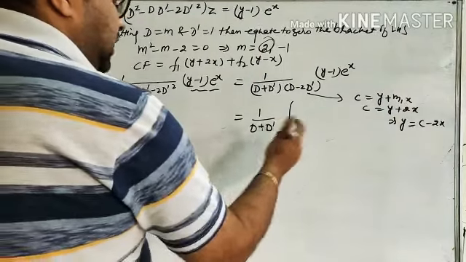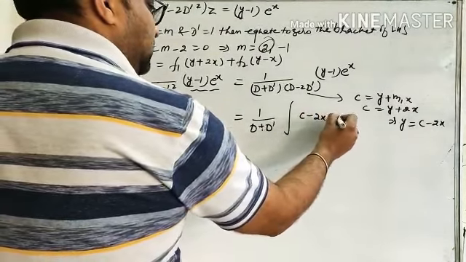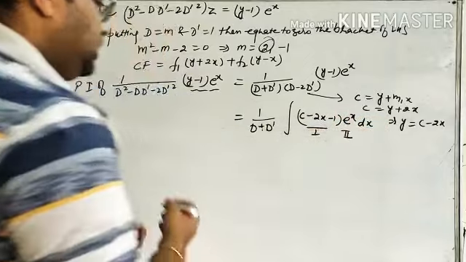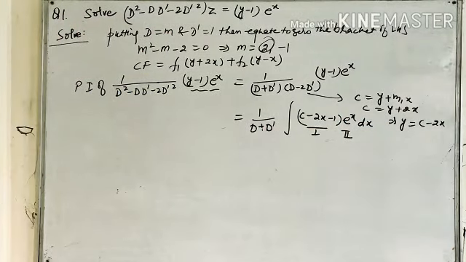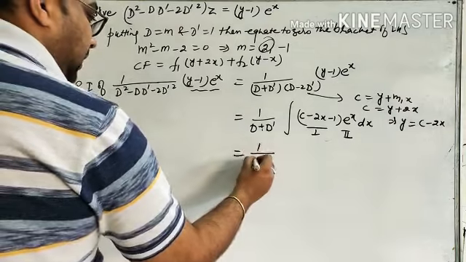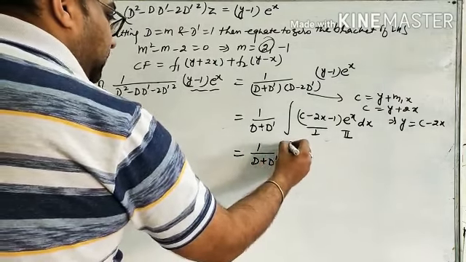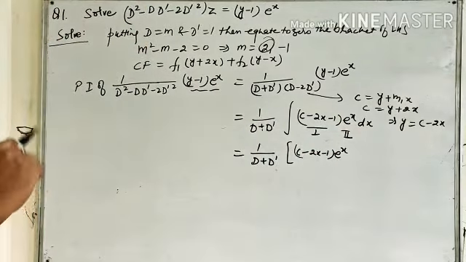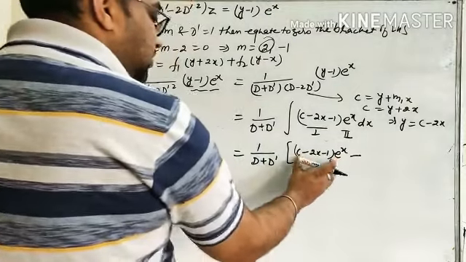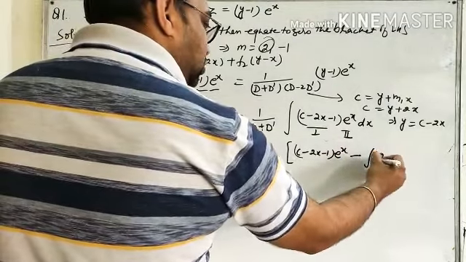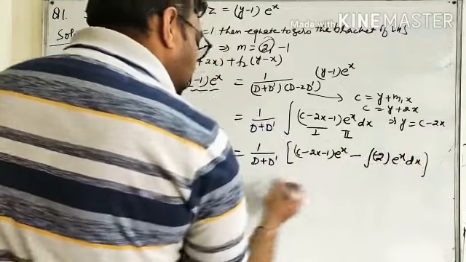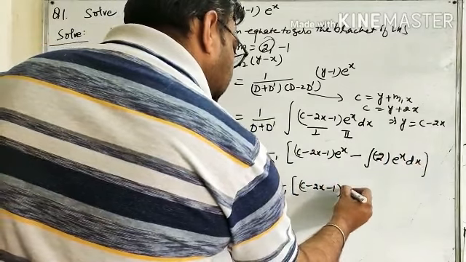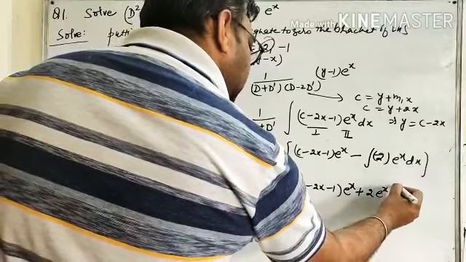So 1 upon (D plus D') of the integral of (c minus 2x minus 1) e raised to power x dx. This is the product of two functions, and the integration of a product of two functions can be solved by Euler's method. After applying it, what do we get? 1 upon (D plus D') of (c minus 2x minus 1) as it is, times the integral of e raised to power x, that is e raised to power x, minus the differentiation of this function, minus 2, times the integration of e raised to power x dx. This converts into (c minus 2x minus 1) e raised to power x, and minus minus plus 2 e raised to power x.